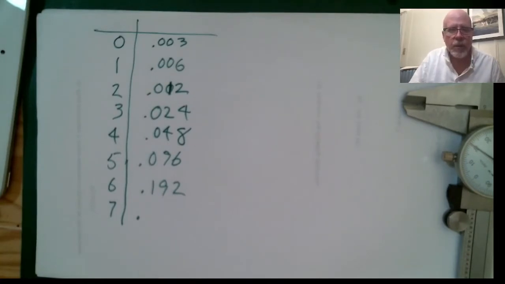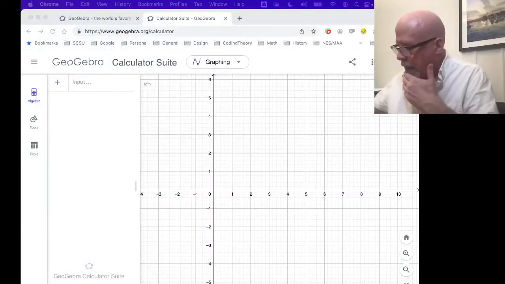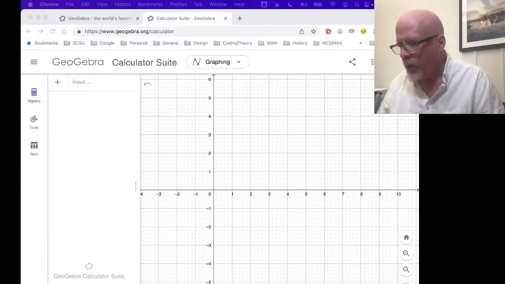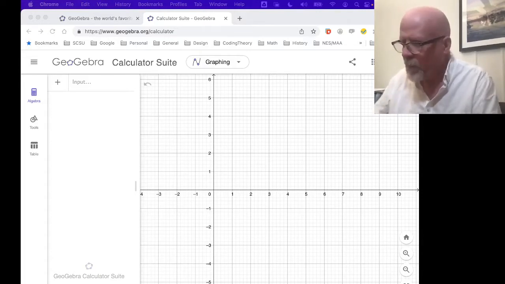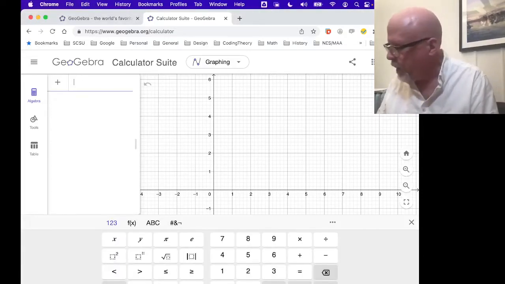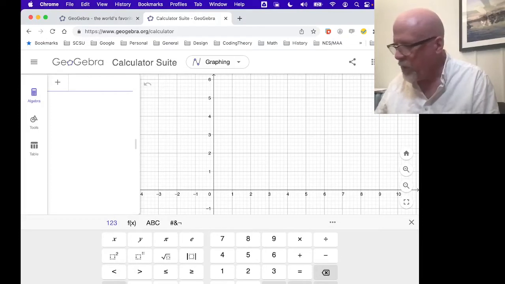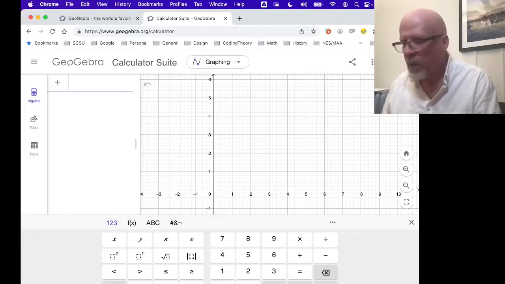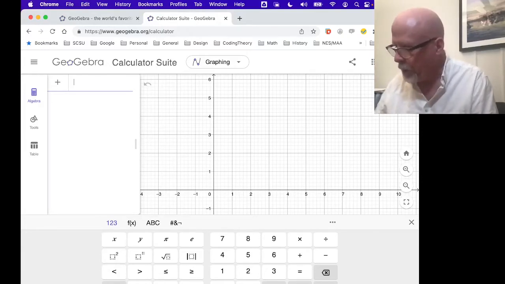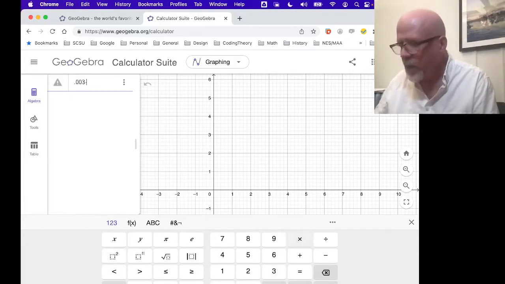Okay, let's turn to a computer for help. I'm going to go to the view where we've got the GeoGebra in it. And I'm not actually going to use the graphing part of this thing, but just get it to calculate for me. What we did was we started with 0.003, and we multiplied it by 2, and by 2, and by 2, over and over again. So here's 0.003. How many times did I multiply by 2? Well, it was 7 times.